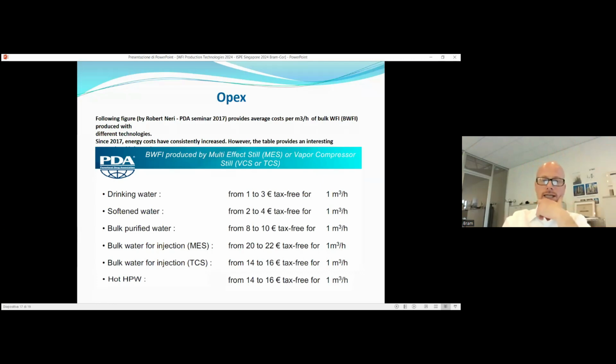And you can see that the multiple effect distiller, from the OPEX energy point of view, is the most expensive, and the hot membrane WFI, as we can call it today, and the one produced by the vapor compression distiller have more or less the same cost per cubic meter.